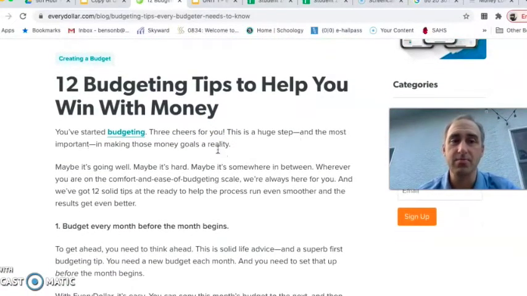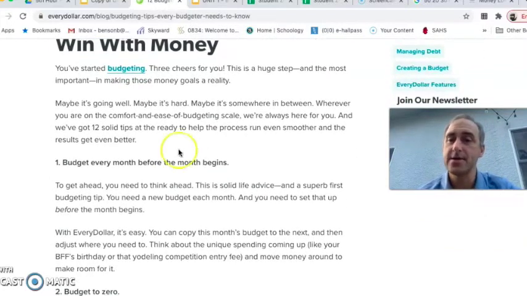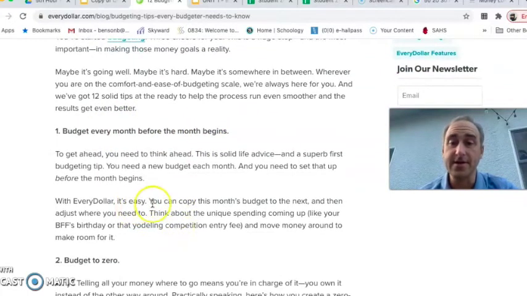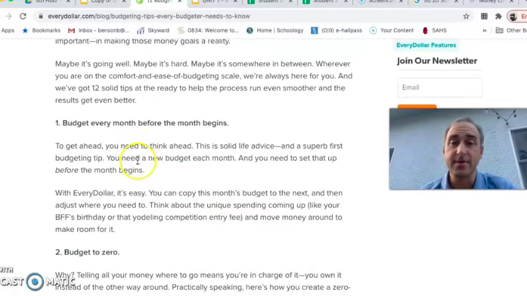This is the budgeting article, the one that you're going to use to fill out the 12 tip and meaning chart, and I'm just going to briefly read some of these. Number 1 tip, budget every month before the month begins. With every dollar, it's easy. You can copy this month's budget into the next month's budget. Think about your unique spending habits and your income. Remember, you need to budget each month.